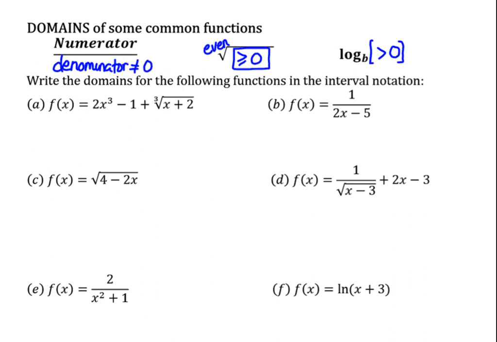Right, now we go to the first part of the problem. This is a polynomial. It is defined everywhere. This is a radical function, but we have a cube root. So it's not an even root. So we're okay there. So for this problem, the domain is all real numbers, or we will write negative infinity to infinity.